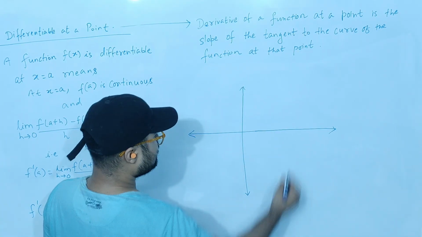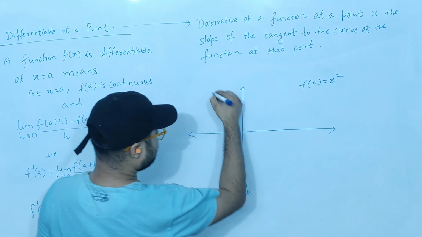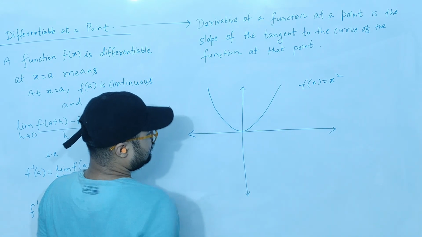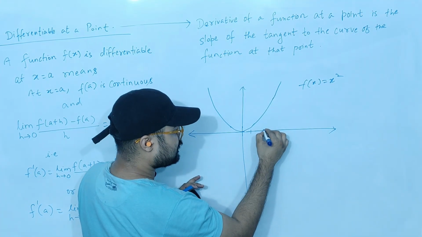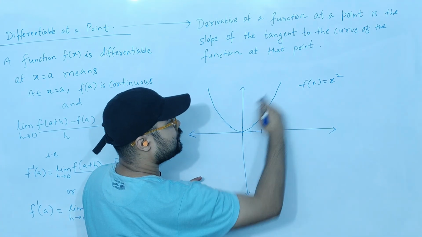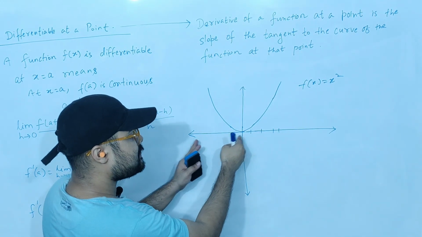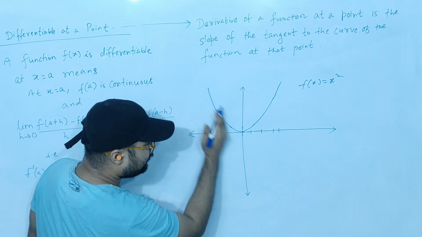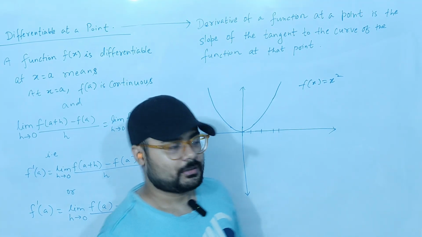Let's say my function is f of x is equal to x square. Then the curve is something like this. In the region greater than 0, as x is increasing, your function value is also increasing. And for the region where x is less than 0, as you increase x, the value of y is decreasing, your function is decreasing.